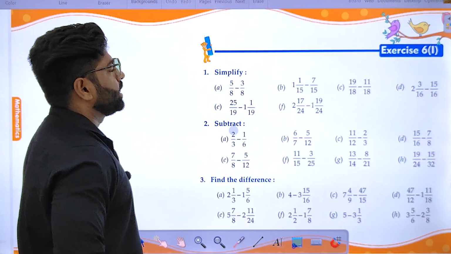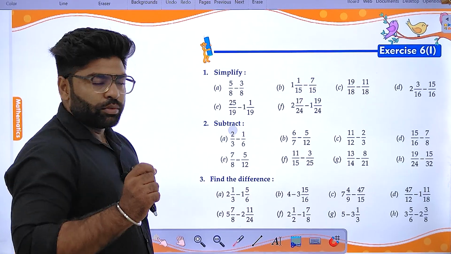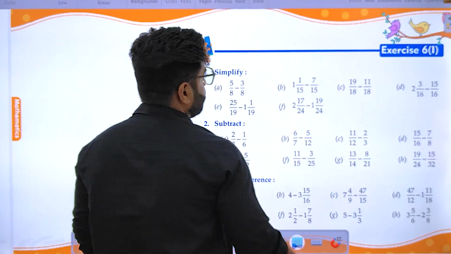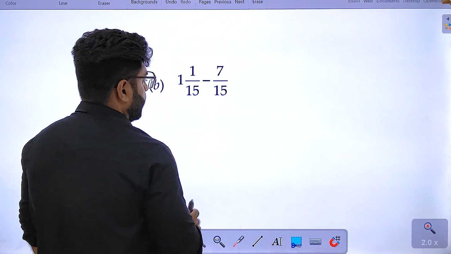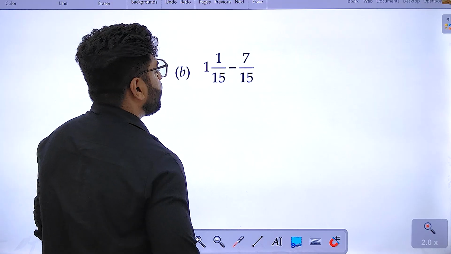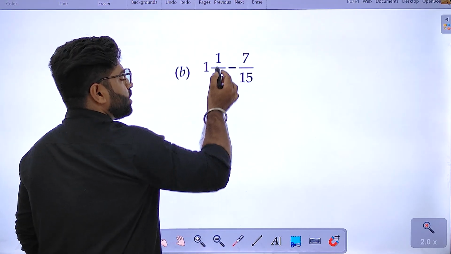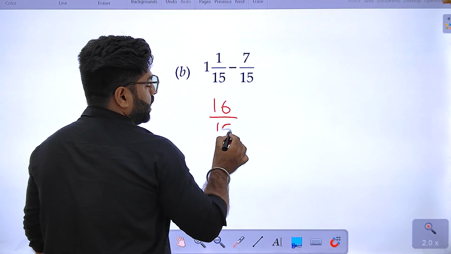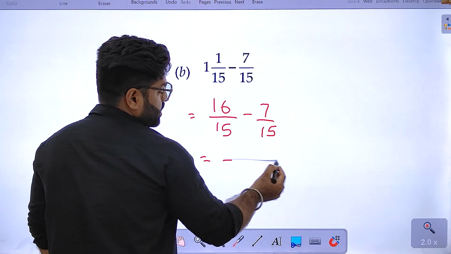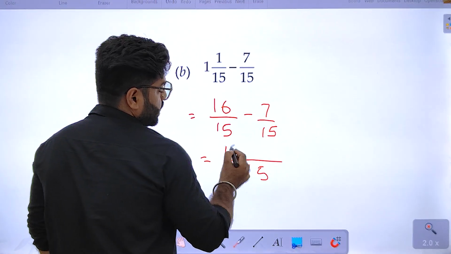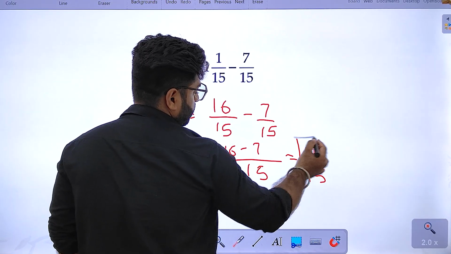Okay, here we are having our exercise 6I, and here we have question number 1, that is simplify. Let's pick this one. Here we are having a mixed fraction and a proper fraction. So first we are going to change this mixed fraction into improper. 15 into 15 plus 1, it is 16 by 15 minus 7 by 15. So now denominators are same, so we'll take common, and this is 16 minus 7, that is 9 by 15.